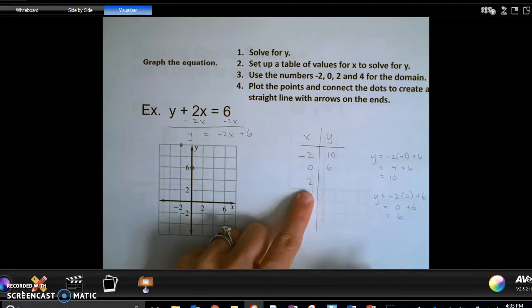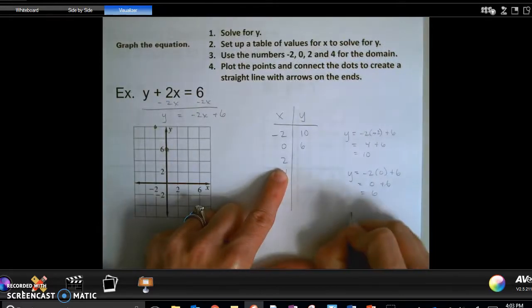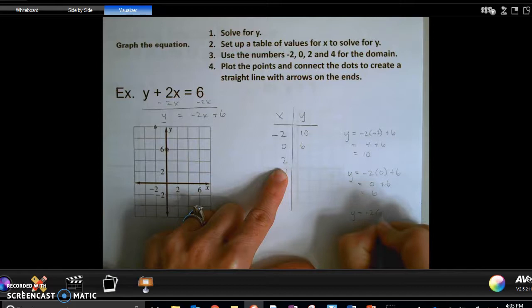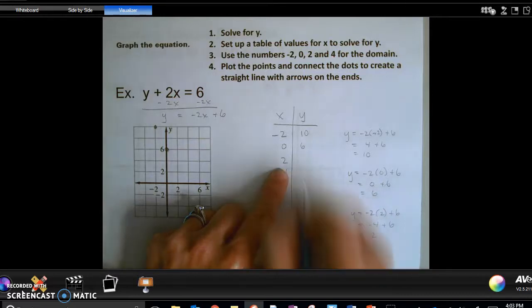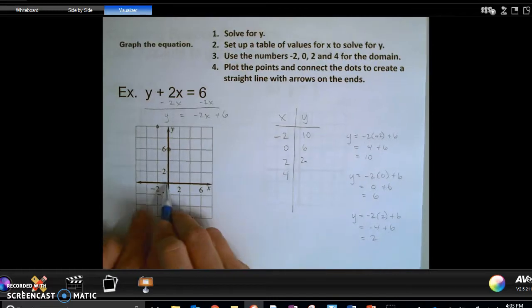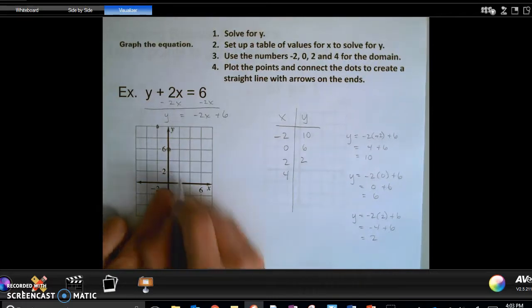Now let's substitute +2 into our equation for x. So I have -2 times +2 plus 6. That gives me -4 plus 6, which is a +2. So when x is 2, y is 2. So I can go over 2, up 2, and put my points.